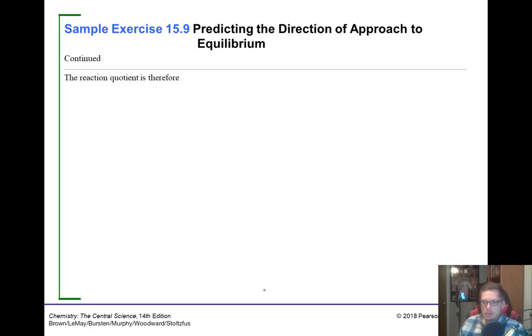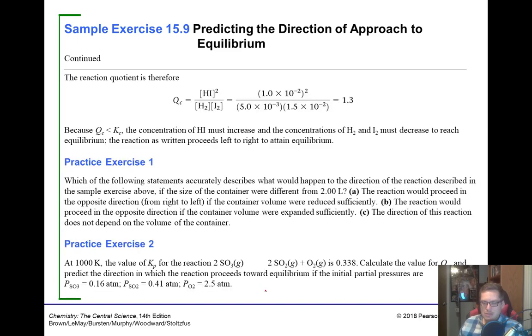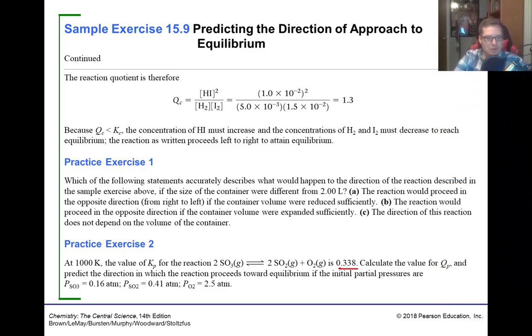Now we're just going to do some practice problems. Let's do practice exercise 2 here. It says, at 1,000 Kelvin, the value of Kp for the reaction is 0.338. Calculate the value for Qp and predict the direction in which the reaction proceeds towards equilibrium if the initial partial pressures are these, and these.